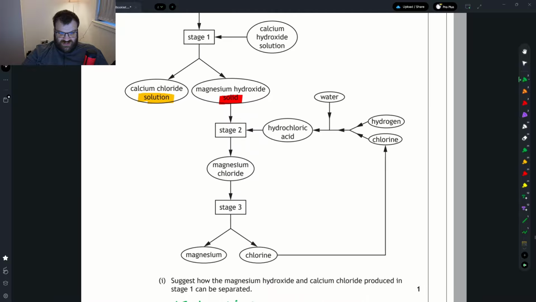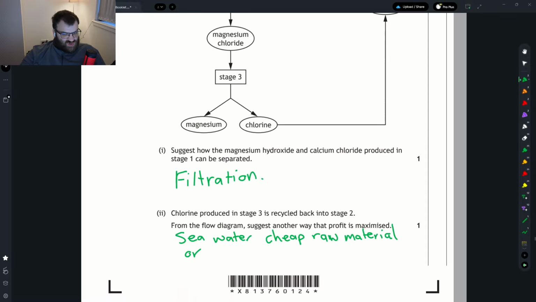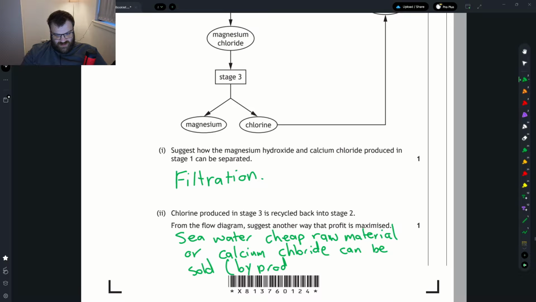It's also producing calcium chloride. So other products could be sold. General term for that would be a byproduct, something that is also produced in the process that we can get a bit of money for by selling.